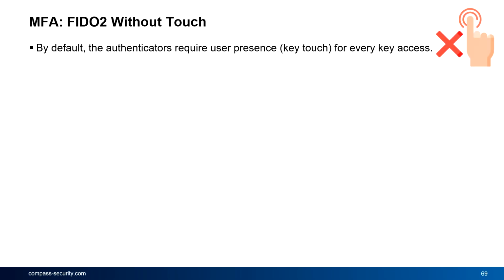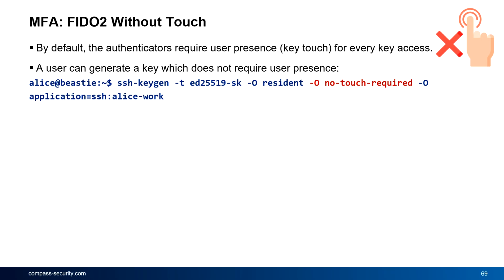By default, the authenticators require user presence. This means you have to touch your authenticator for every key access. However, the users can generate keys which do not require user presence. So by specifying no-touch-required, they can generate keys which do not require you to touch the authenticator.